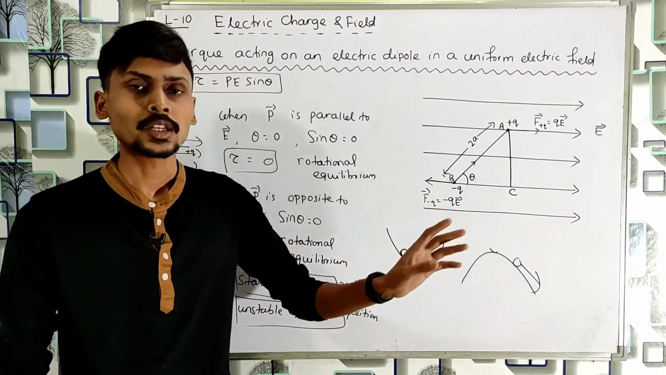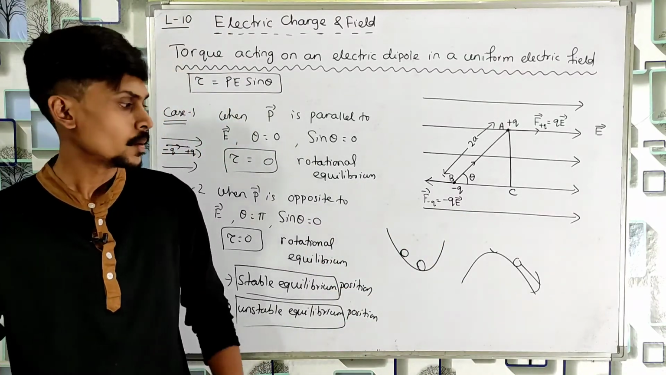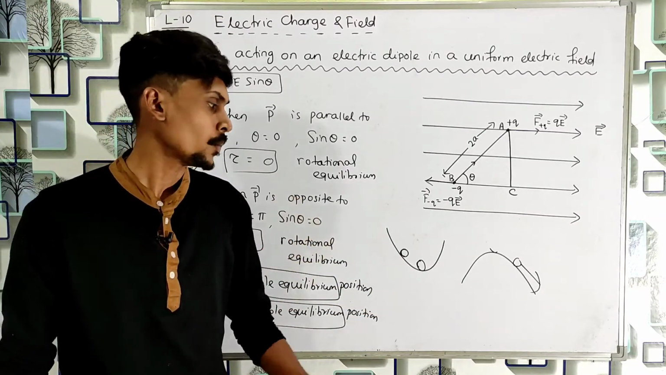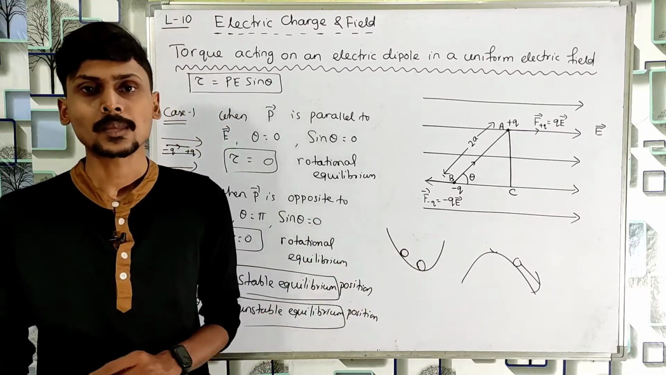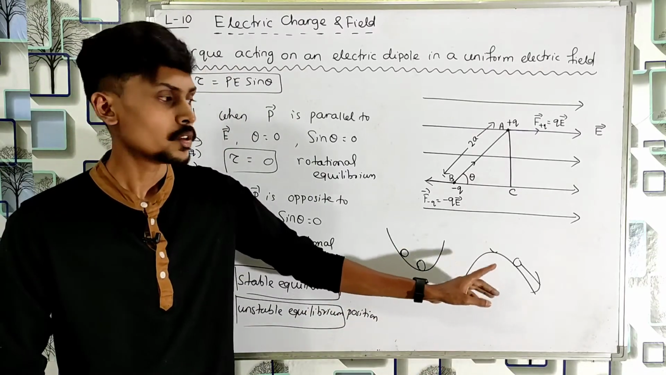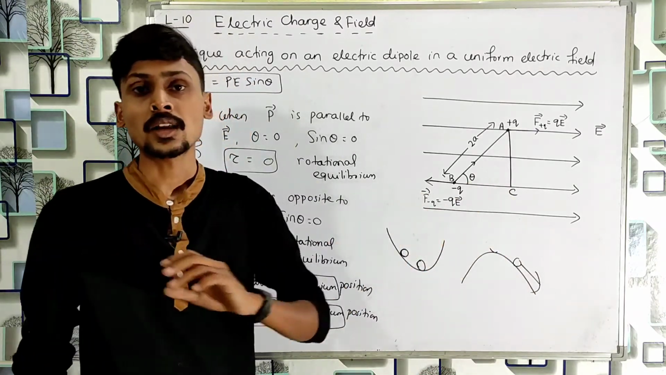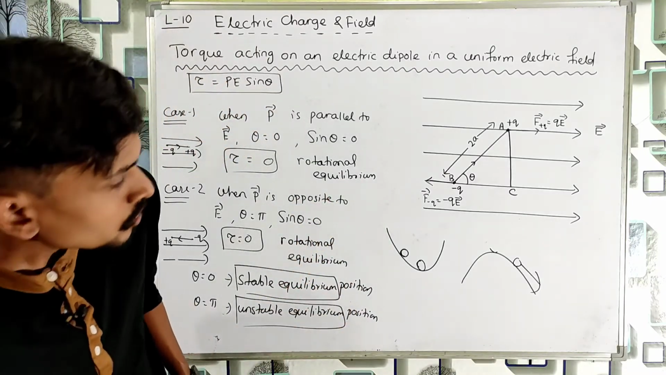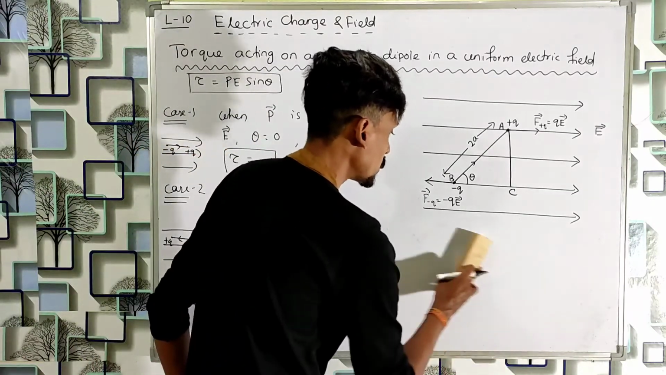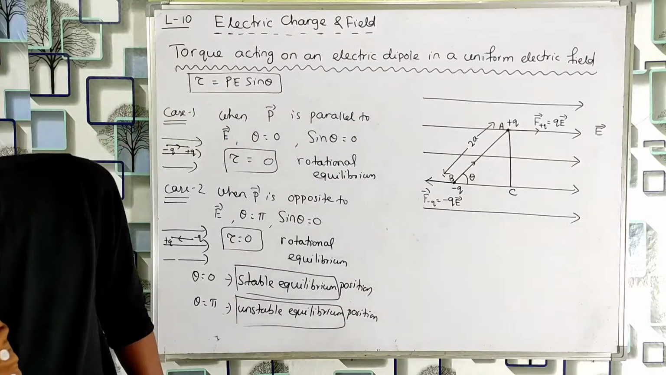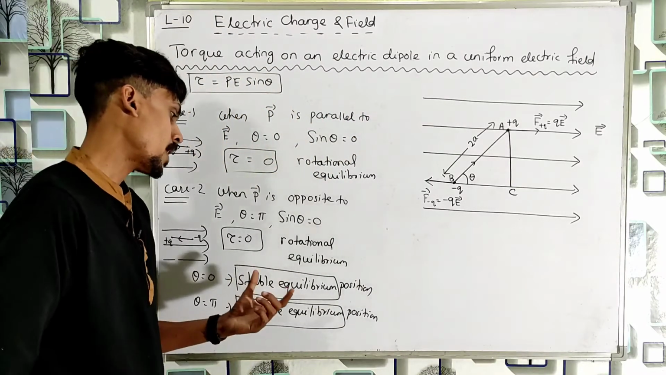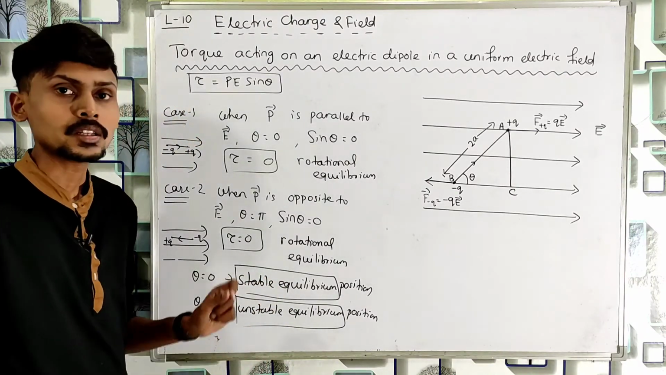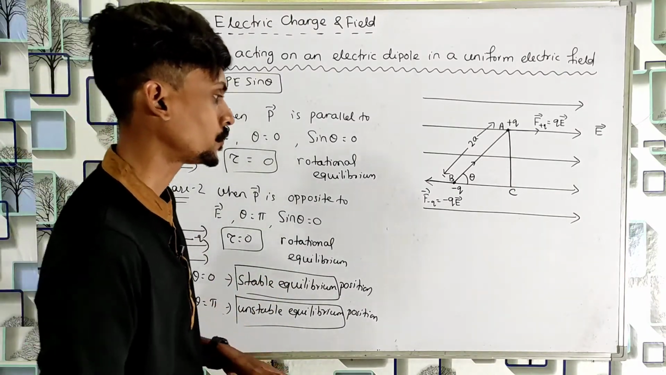The second one is the example of unstable equilibrium, because here if you disturb its position, finally it will come back to the same position again. But in the second case, if you disturb its position, then it can never come back to the same position. So now on this basis we will understand why theta equal to 0 is known as the stable equilibrium position and theta equal to pi is known as the unstable equilibrium position.